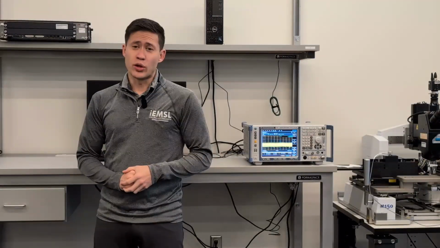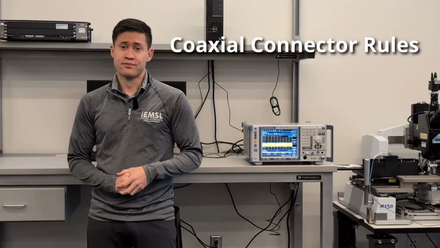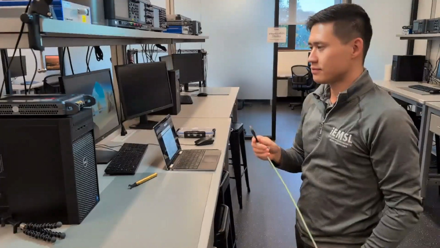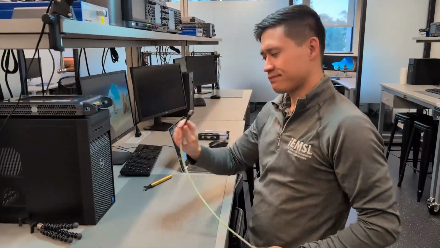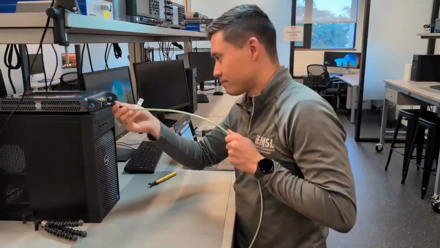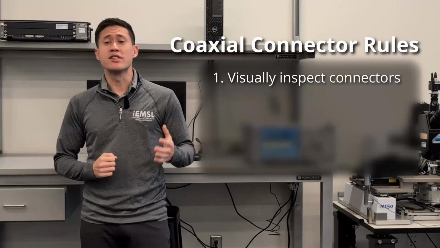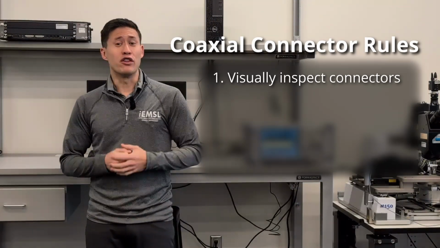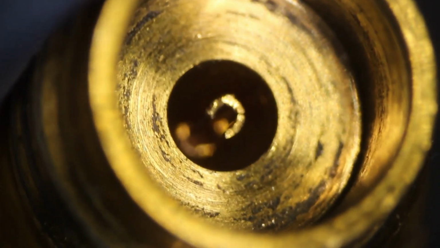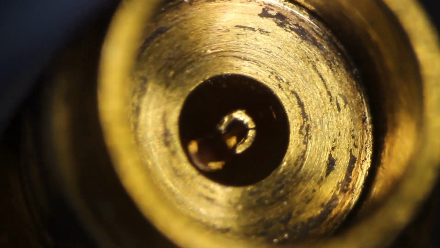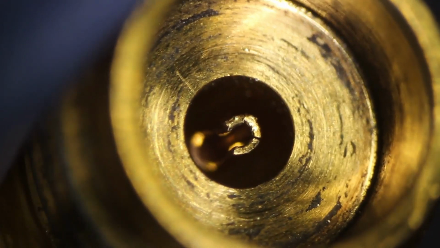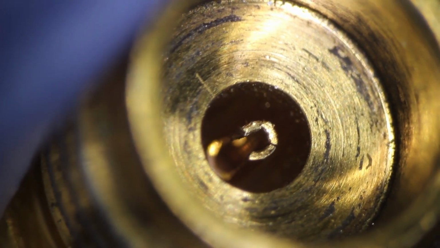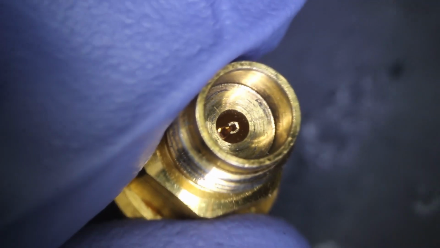In the iEMSL, we have some rules about coaxial connectors. First, before connecting anything to lab equipment, take 1 second to just look inside the connector. Check for any damage to the center conductors or any dirt or debris that might be inside. Also, this is the perfect time to make sure you have the right genders for the connection that you're making. Now, if you see dirt or damage in the connector, stop immediately and do not attempt to make the connection. A damaged connector can damage everything that it connects to. Notify one of the iEMSL staff members and we'll help you clean your connectors if needed.